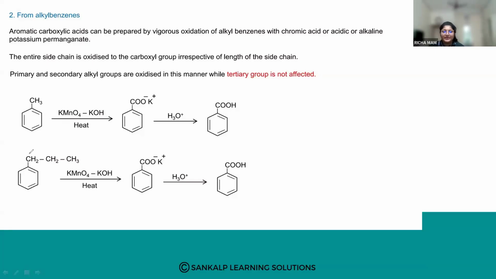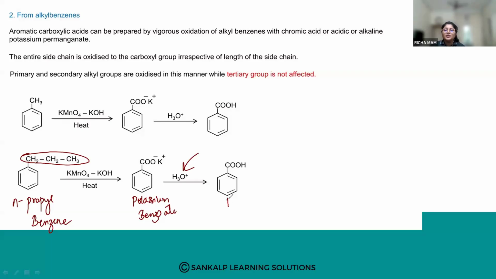Here we have taken one more example, that is N-propyl benzene. N-propyl benzene in the presence of KMnO4 and KOH, we are going to heat it. I am going to get potassium benzoate, and further acid hydrolysis gives you benzoic acid. So this is another oxidation reaction from alkyl benzene.